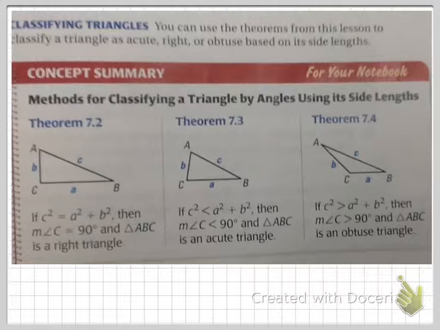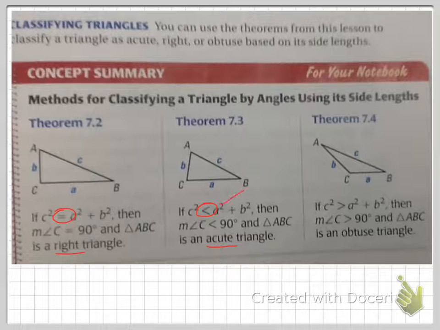So we have these three theorems that we've just gone over from lesson 7.2. These three theorems can be used to classify a triangle as either acute or right or obtuse based on its side lengths, right? So if c squared equals a squared plus b squared, then it's a right triangle. Okay, Pythagorean theorem.